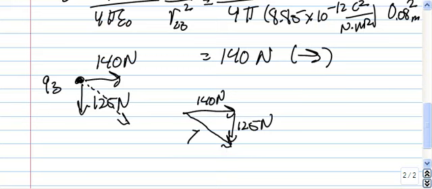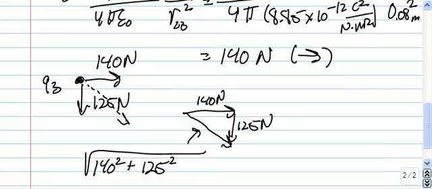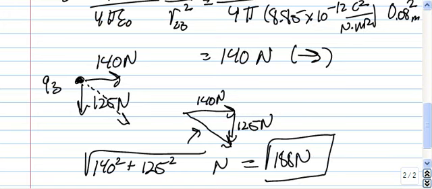The magnitude of this force here is just going to be the square root of 140 squared plus 125 squared newtons, just using the Pythagorean theorem in order to add up the two orthogonal vectors. Now I can calculate this quantity and find 188 newtons for the total force. And this is the answer to the problem. The magnitude of the force, in this case, is 188 newtons. I get that by a vector sum using Coulomb's law.